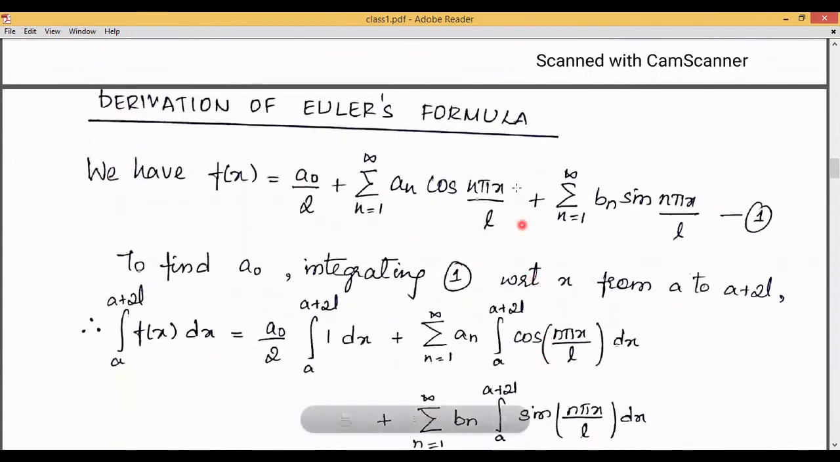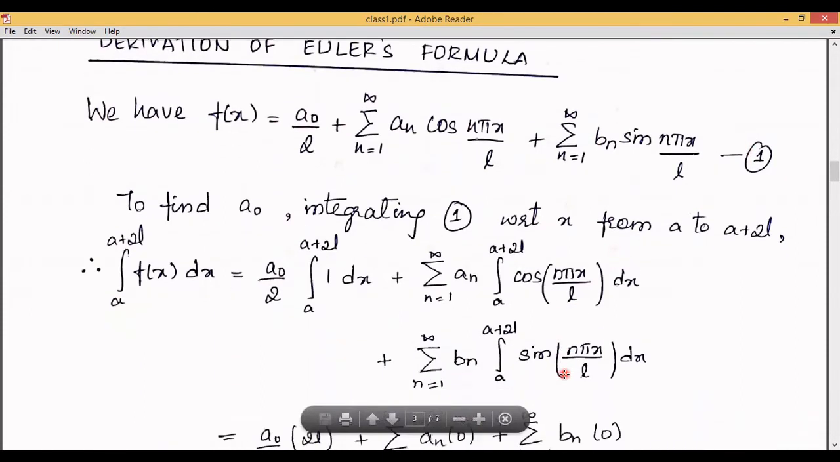We have the Fourier series expansion for f(x) to be a naught by 2 plus the summation n equal to 1 to infinity of an cos(nπx/L) plus the summation n equal to 1 to infinity of bn sin(nπx/L). We'll name that as the first equation. Now we'll find what a naught is. What we'll do is integrate this with respect to x from a to a plus 2L.